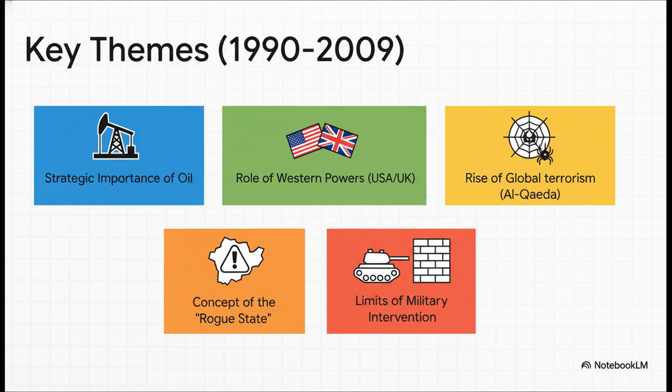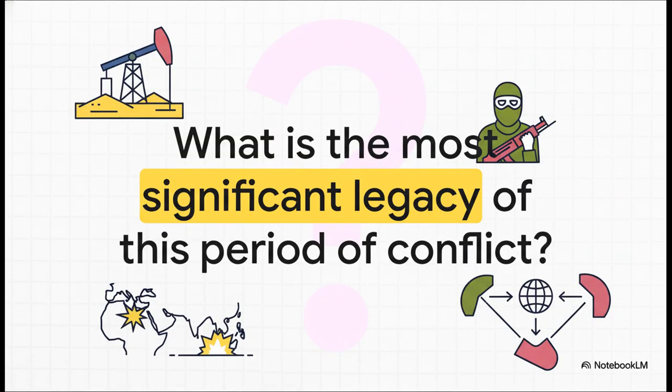You see that huge shift from state-on-state war to fighting a global network like Al-Qaeda. The idea of a rogue state is used to justify invading both Afghanistan and Iraq. And maybe the biggest lesson of all is about the limits of military power. Winning the war is one thing, but as we saw in both Afghanistan and Iraq, winning the peace is a much, much harder challenge.